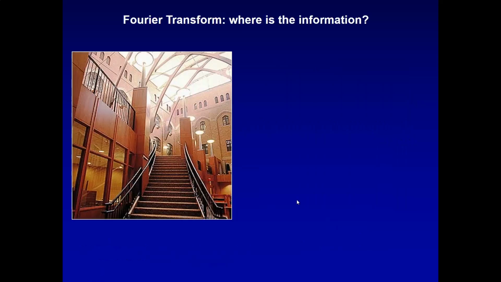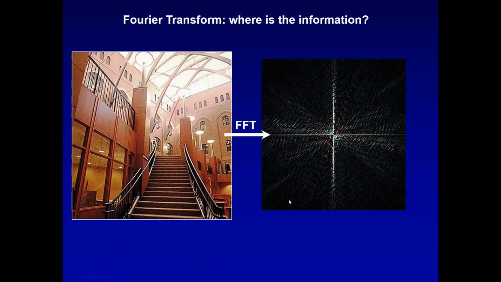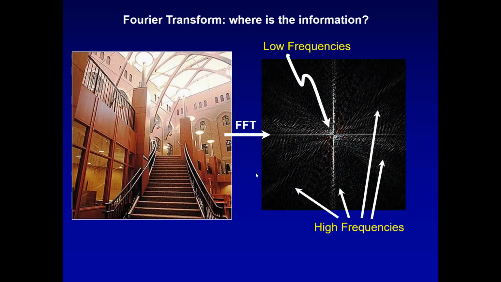So where is the information? If we take this object and do a Fourier transform, like I told you, we have the low frequency components in the middle and the high frequencies out here.